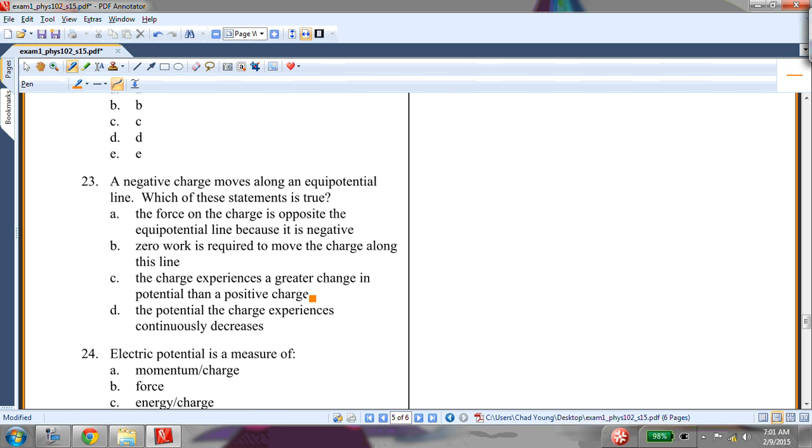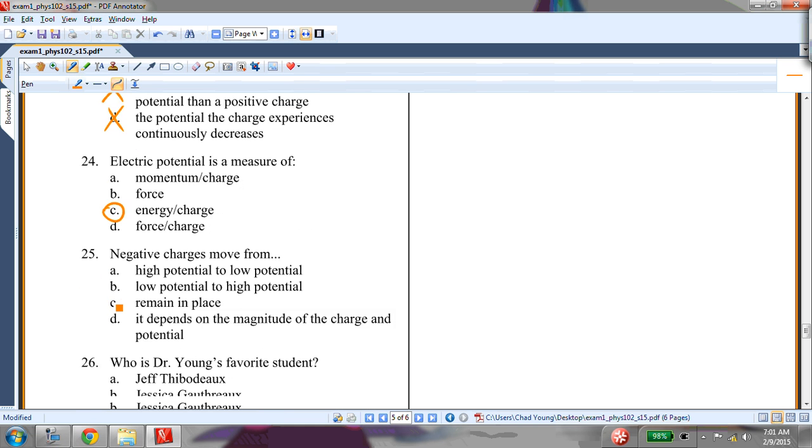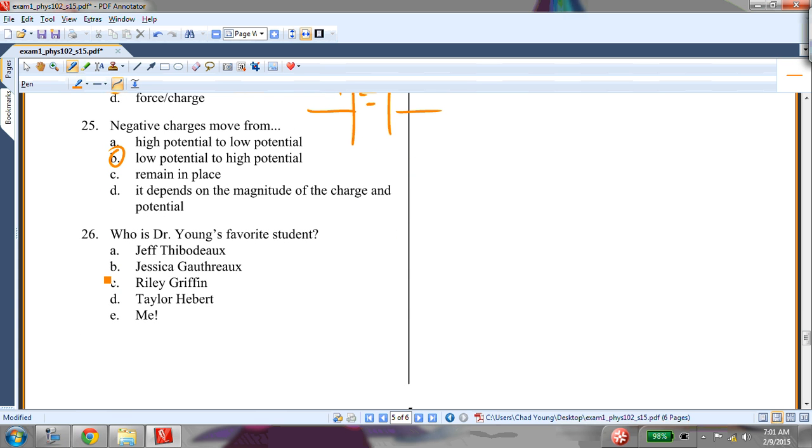A negative charge moves along equal potential lines. Which of these is true? The force on the charge is opposite. Okay, that's not true. Zero work, B, is required to move the charge. It doesn't experience a greater change. This also isn't true. Electric potential is a measure of energy per charge. Negative charges, remember if you forget this, as I always do, if this is positive and negative, this is high potential, low potential. A negative charge would move in this direction, so it would move from low to high. So B is.